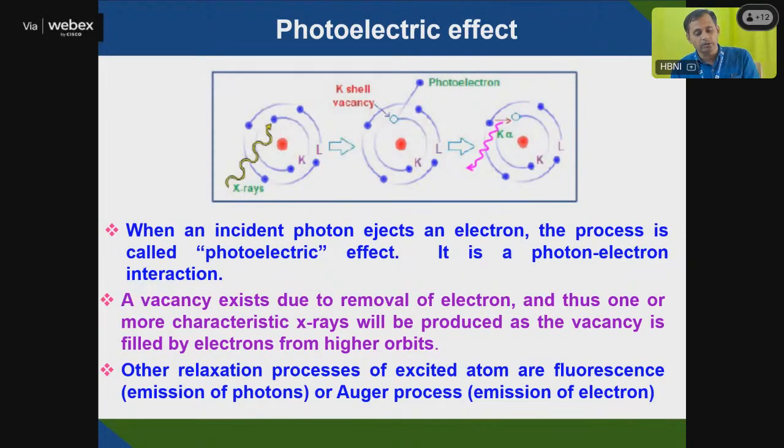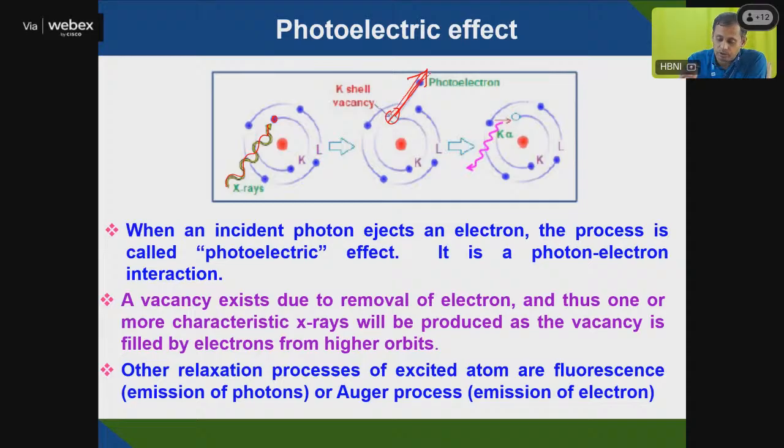Another one, which is most important, is the photoelectric effect. As you know, when an X-ray photon comes in, the incident photon ejects an electron in the process. You can see this X-ray photon falling on this core electron, and this K shell core electron is knocked out. It comes out, which is a photoelectron, and a K shell vacancy is created.